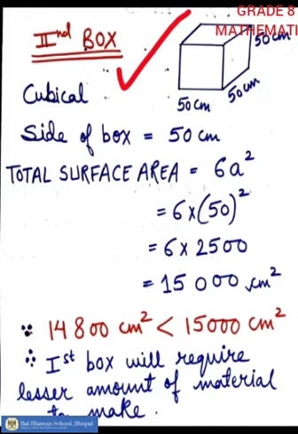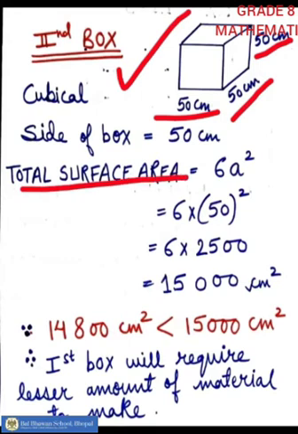Now look at the dimensions given over here. Length is 50 centimeter, breadth is 50 centimeter. Also, the height of this box is 50 centimeter. So in short, we can say that this second box is cubical in shape. Now again we have to calculate the total surface area, but this time since all three dimensions are the same, we'll be using the formula of total surface area of a cube, which is 6 multiplied by the square of the side.